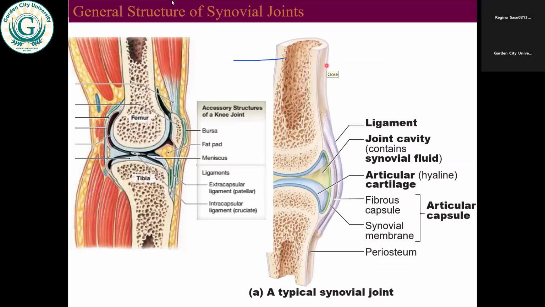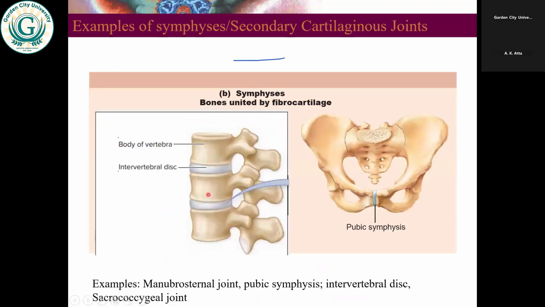Sir, please, I want to ask a question before you move on. Yes. Please, why is it that the first joint of the rib is a primary joint, but the other ones are not? You see, with the primary ones, movement doesn't occur.